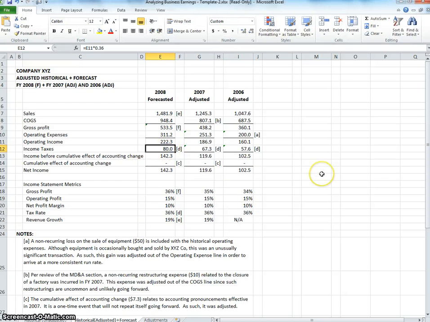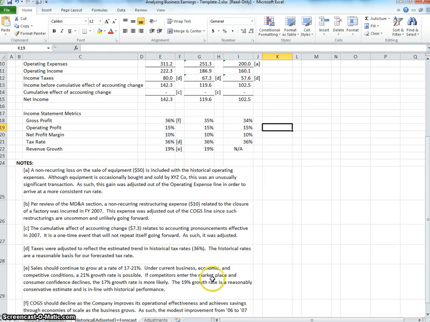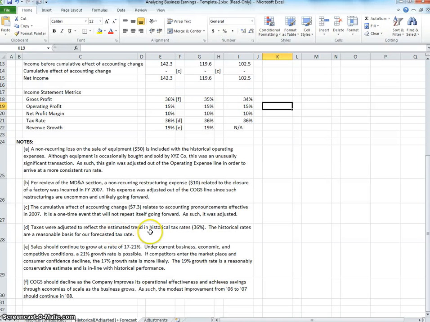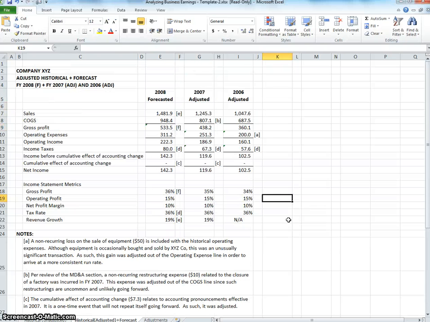So moving right along, I think we all agreed last class that we would keep taxes very simple. So my tax footnote is basically saying taxes were adjusted to reflect the estimated trend in historical taxes at 36%. And that's a reasonable basis for our forecasted tax rate. Again, most companies, think Kohl's, think Harley, think Starbucks, they have tax departments and tax consultants and tax accounting firms that help them manage those rates and try to reduce them to the lowest possible amount. That's beyond the scope of this class, so we're going to keep the income tax rate simple. As long as it's consistent with historical norms, you can use historical norms as a basis for your projection.